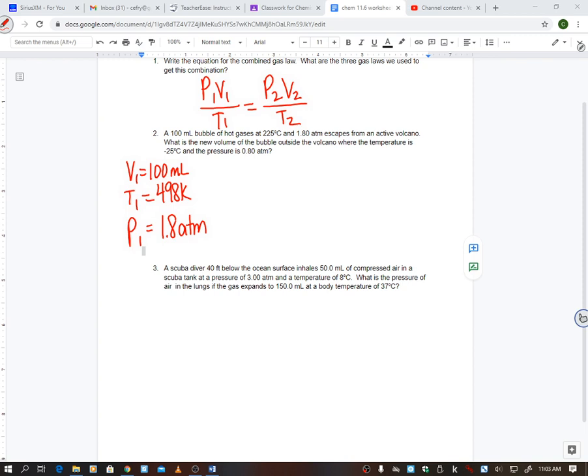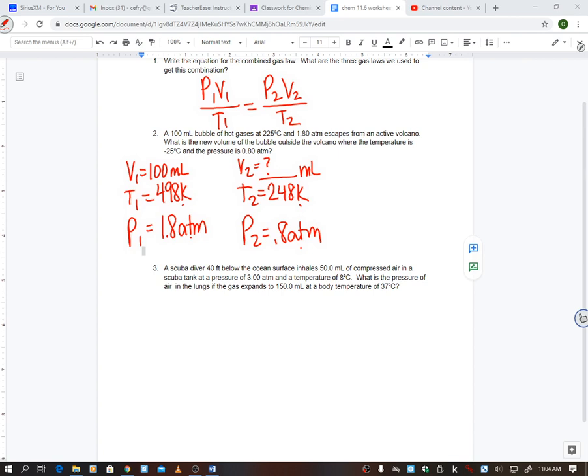Okay, so let's read the rest here. What is the new volume? So I do not know my new volume of the bubble outside the volcano, where the temperature is now negative 25 degrees Celsius. Now I need to add 273 to that. I have to make it Kelvin, so that's really 248 Kelvin, and a pressure of 0.8 atm. When you write it this way, you can real quickly see if everything matches up, and my answer will be in milliliters.